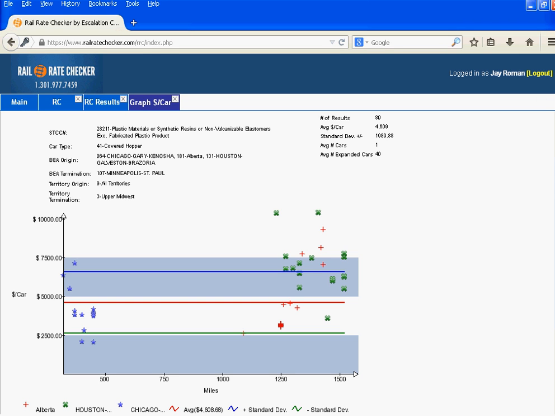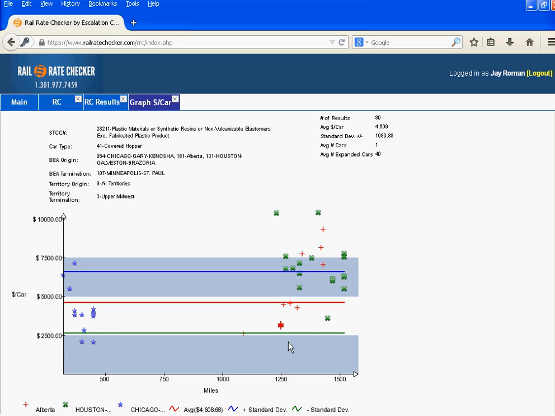What you have on the screen is a scatter graph produced by the Rail Rate Checker Internet Database program literally in seconds. And what it is showing is plastic pellets movements into the Minneapolis-St. Paul area. And movements are originating in three primary producing areas. On the left side of the graph, marked with a star, are movements from Chicago to Minneapolis, and these are under 500 miles and between $2,500 and $7,000.